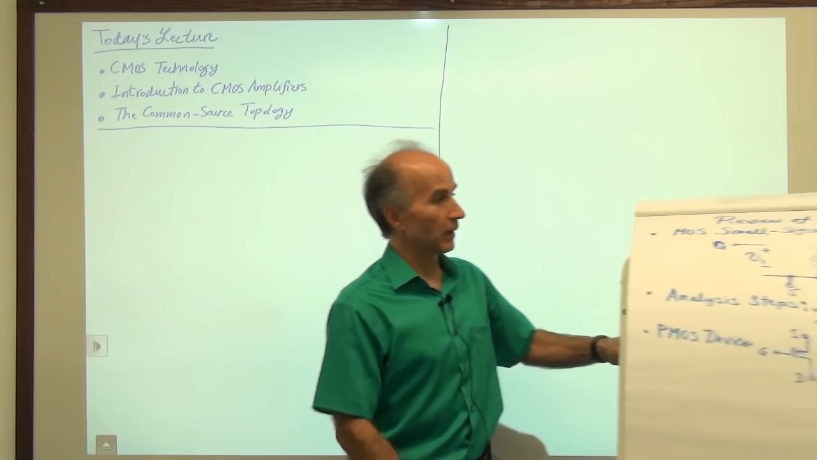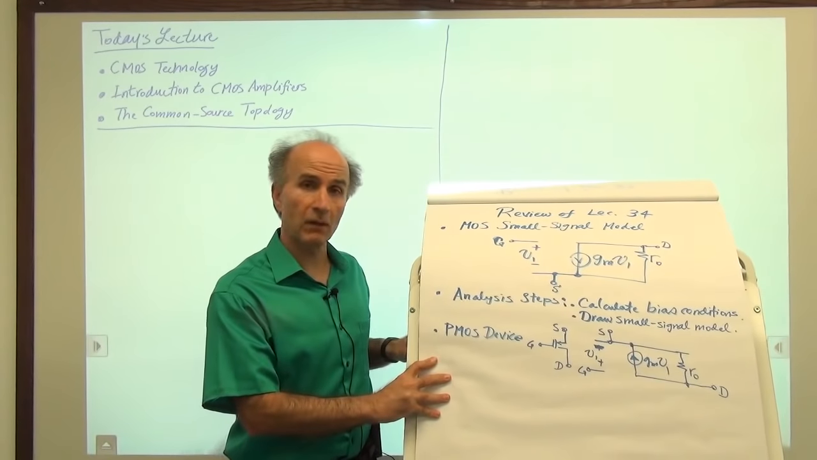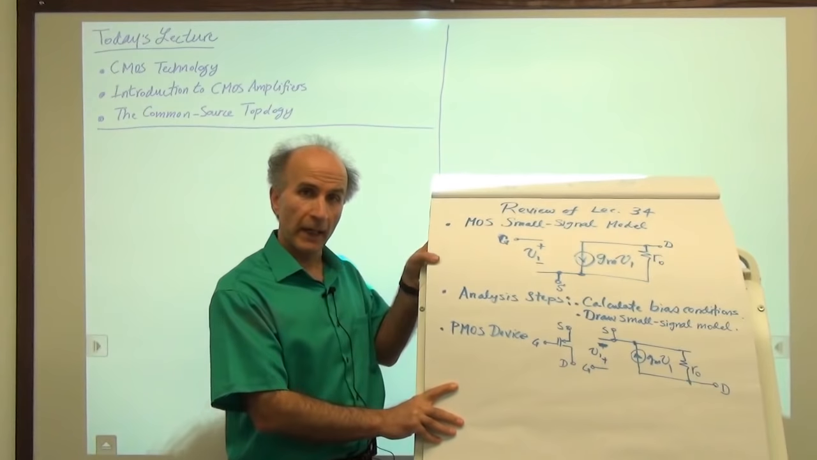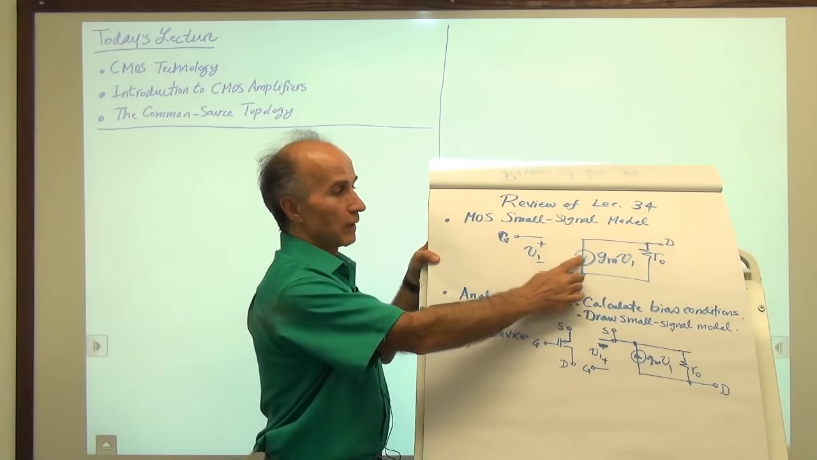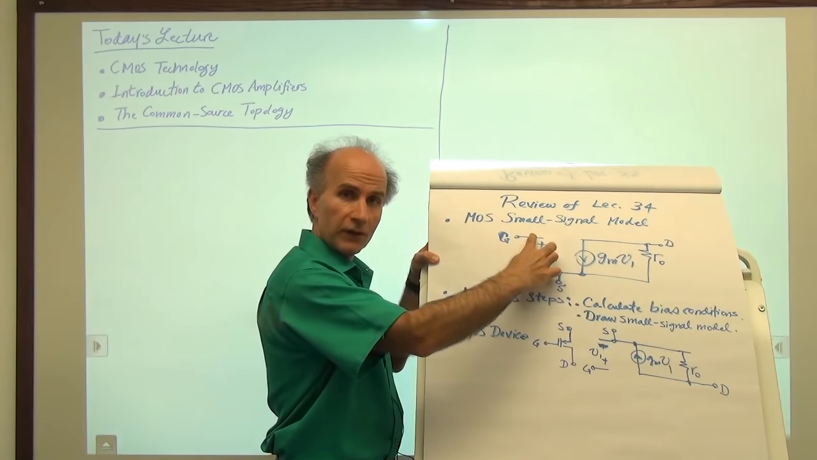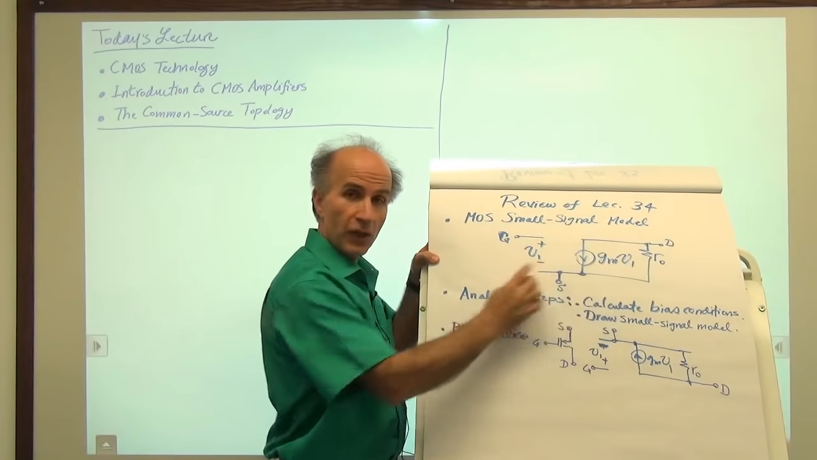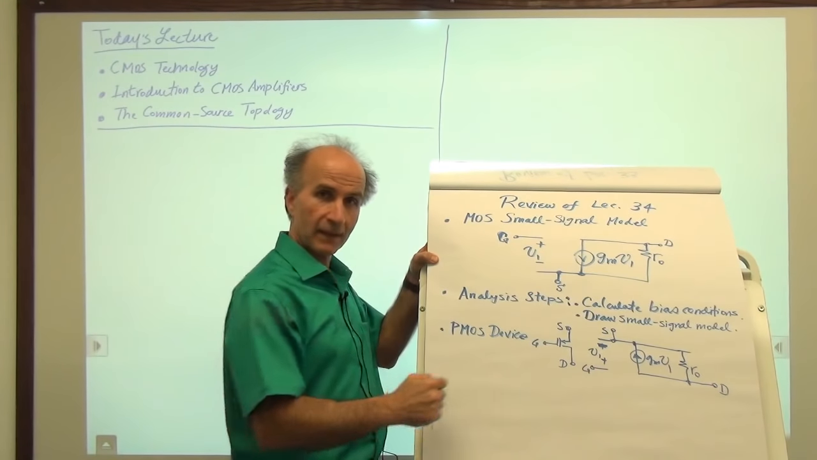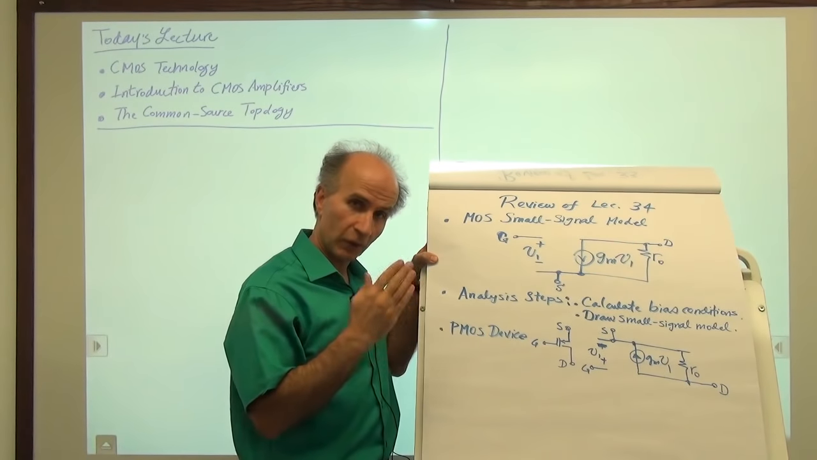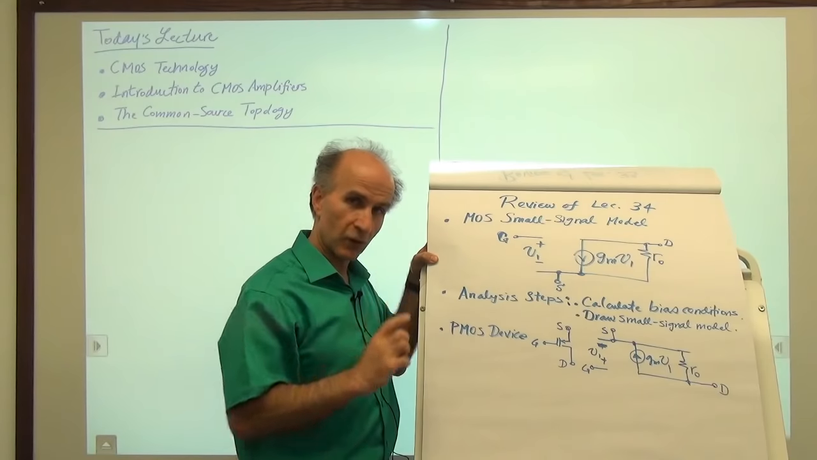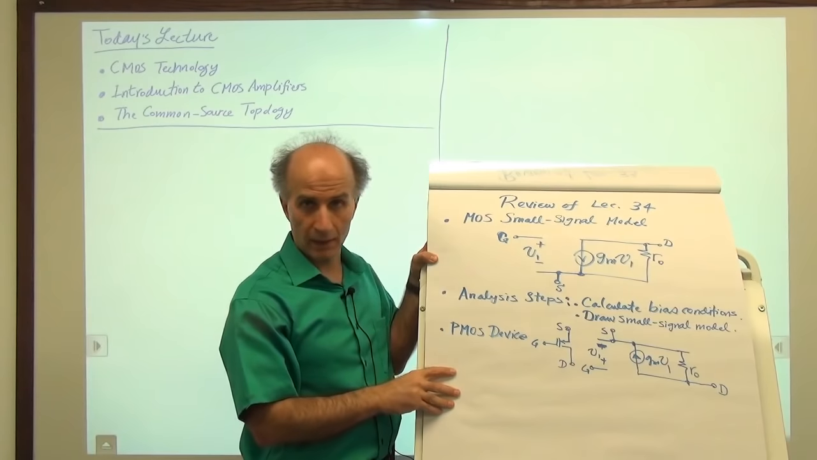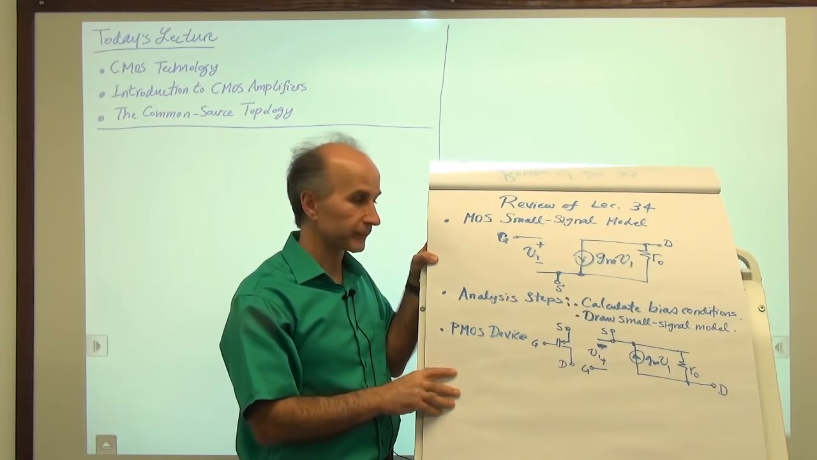In the last lecture, we developed the small signal model of the MOS transistor, including channel length modulation. And we saw that in addition to the voltage-dependent current source that monitors this voltage and converts it to a current by a factor of gm, we also have a resistance between the drain and the source that models the variation of the drain current when the drain source voltage varies. And that has to be there if you want to be precise. And again, in some cases we neglect it, in some cases we don't.